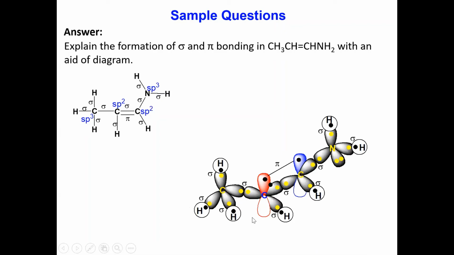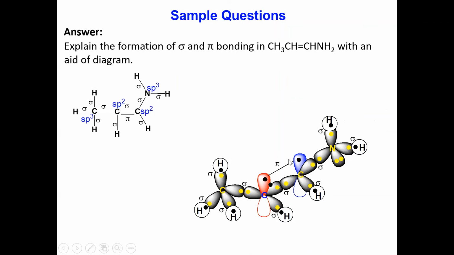And the other carbon is sp2 hybridization, and one of the p orbitals is unhybridized. These p orbitals will form a pi bond. And for nitrogen, there's no double bond, it is all single bonds, so it's sp3 hybridization. There will be an overlap of sigma bonds with the hydrogen 1s orbitals.